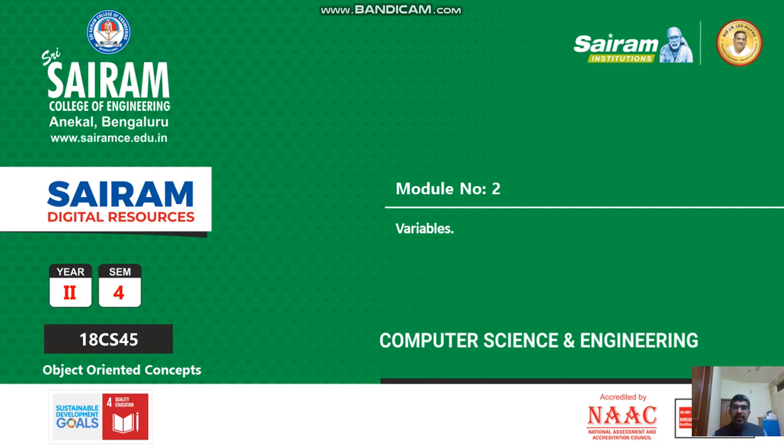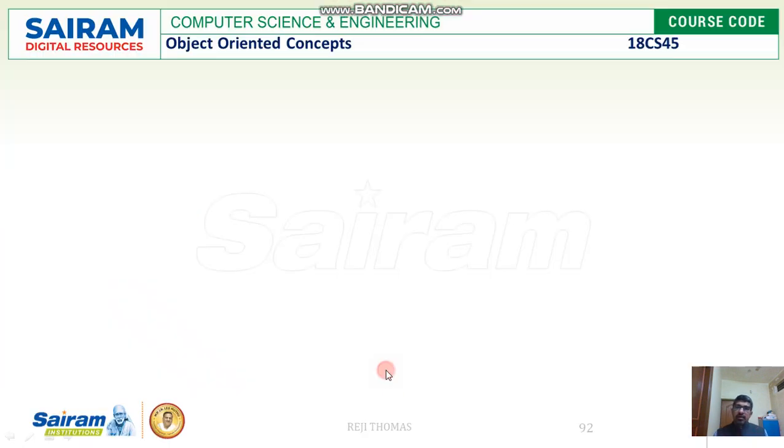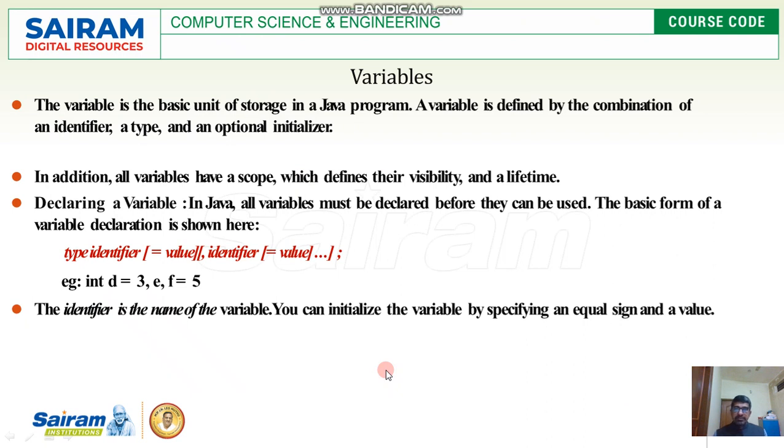Welcome back. In this video, we are going to see what a variable is, how we can define and how we can initialize variables. So let us see what a variable is. A variable is a basic unit of storage, which is the same as in C and C++. Normally a variable is defined by the combination of an identifier, a type, and an initializer. So let me repeat, a variable is a basic unit of storage.